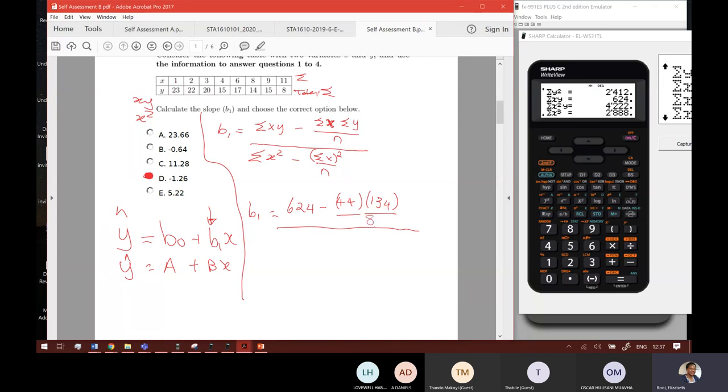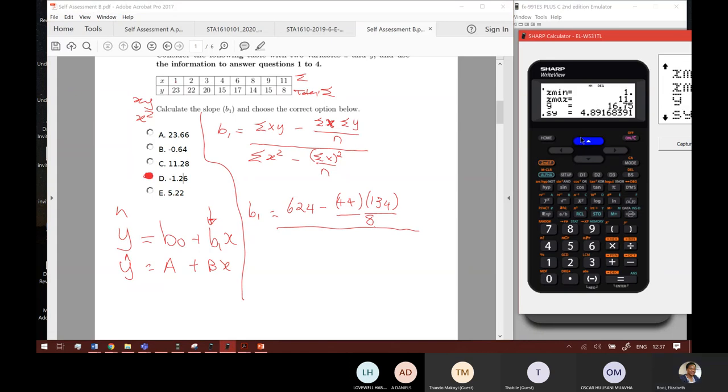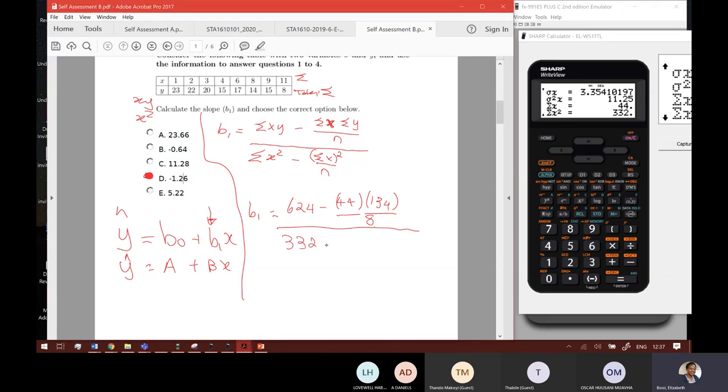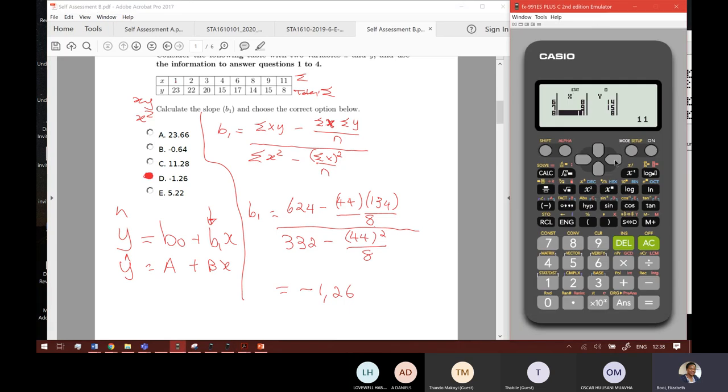So we know that we got it at the beginning. Sum of x squared, it's somewhere at the top. Sum of x squared is 332 minus the sum of x, which is 44 squared divided by 8. As you can see, if you calculate this, you should get also minus 1.26. I just want to see why on this one we're not getting the right answers. If I go shift and you go to stat, on here, you do have also what we call the sums.